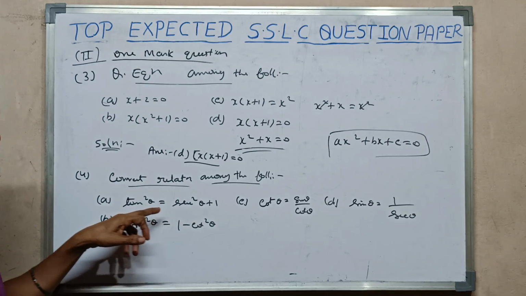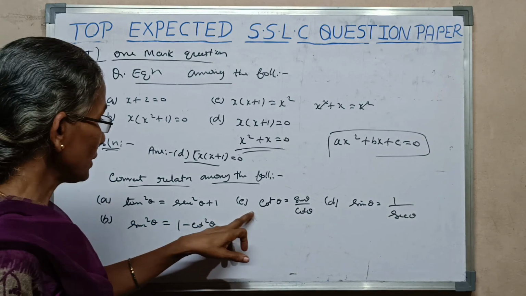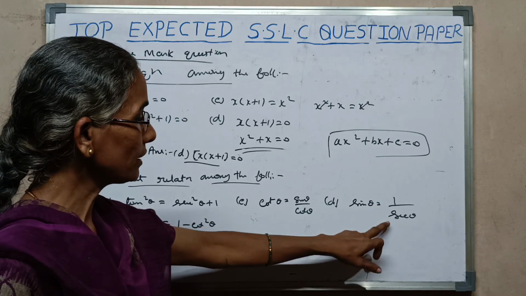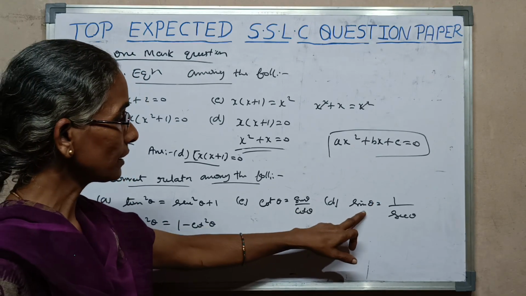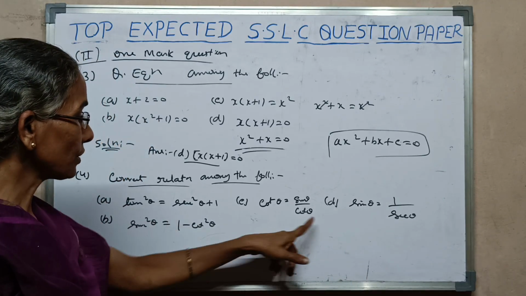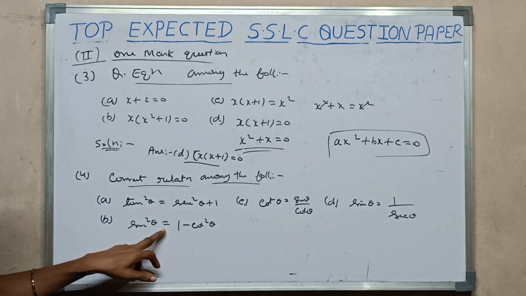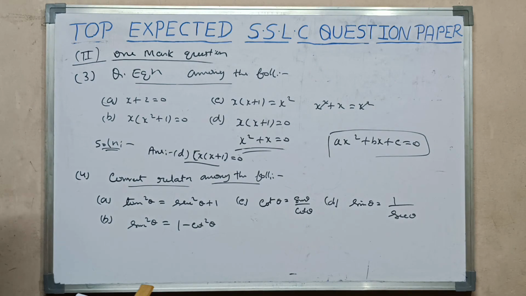1 plus secant square theta is the first option, which is not the answer. Second question is cot theta equal to sin by cos, and third, sin theta equal to 1 by secant theta. Here cot theta equals cos by sin theta, equal to 1 by tan theta. So this is not the answer. Third one is not the answer. Sin square theta plus cos square theta is 1, so sin square theta equal to 1 minus cos square theta. This is the correct relation.